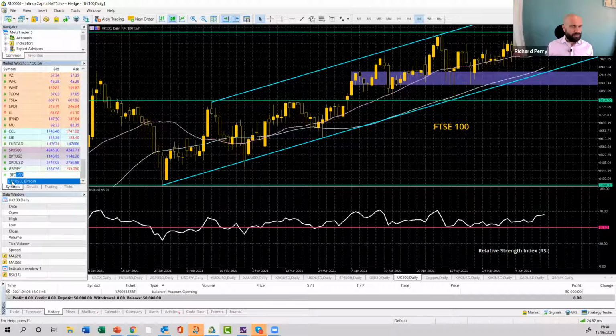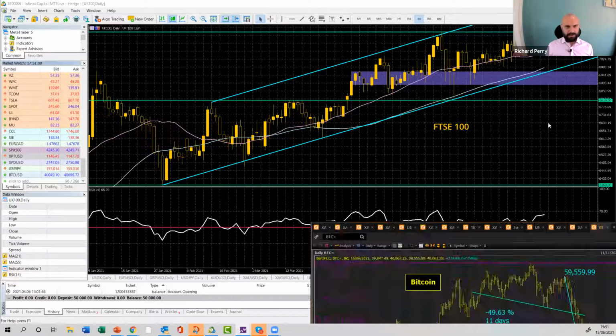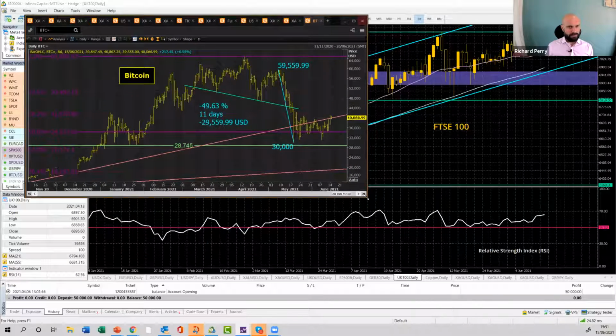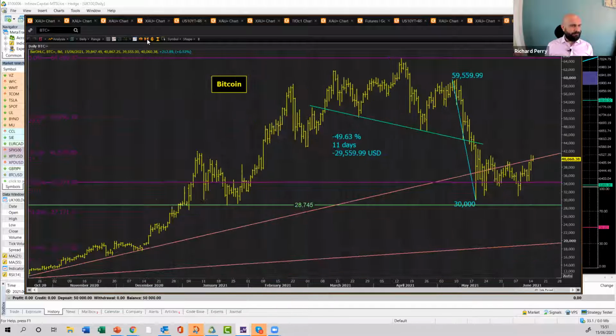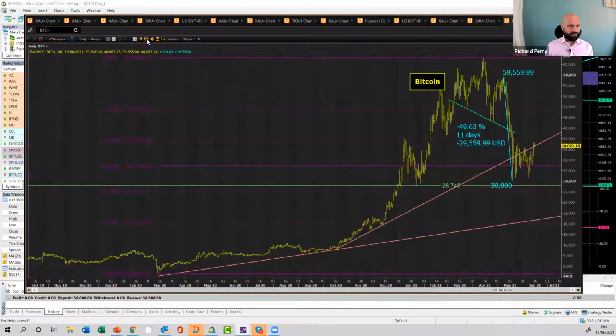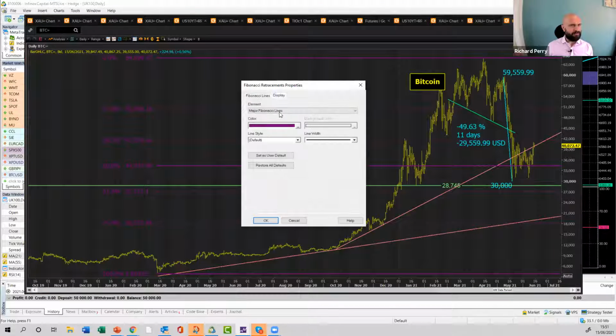I haven't actually got a chart set up for Bitcoin. Actually, I'll show you on here. This is my platform. So Bitcoin, here we go. Right. Well, a few issues that we have with Bitcoin. Can you see that? Let's just make it better colors.